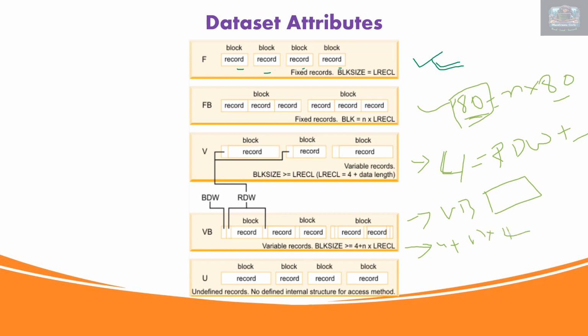And the last one is undefined. It can be of any method: bigger records or smaller records, bigger blocks, smaller blocks. So that's how it ends.